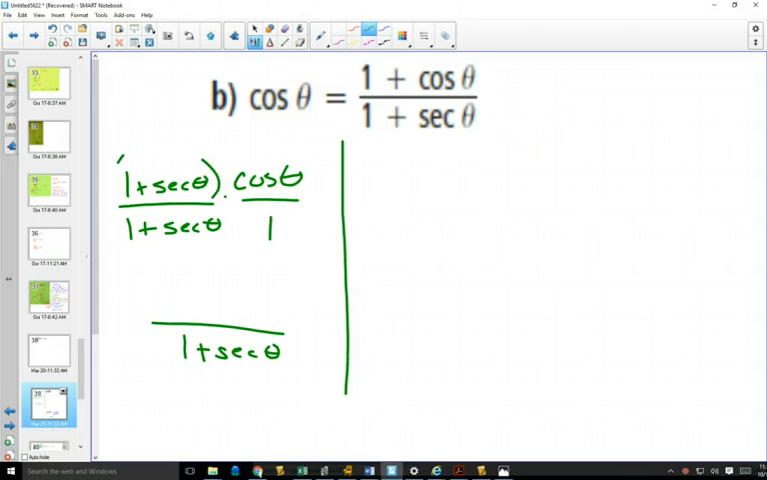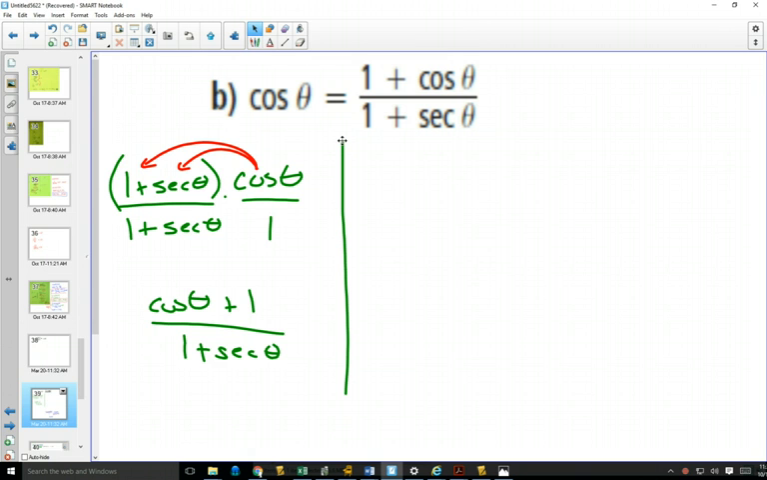And what happens on the top? Well, if you distribute this cos, cos times 1 is cos of theta. Cos times secant theta is 1. Oh, we're done. Proof is done. One step. So sometimes the build the other side and multiplying by 1 can make the proof even shorter. And sometimes it's going to be really helpful to see that strategy as we get into the more difficult ones.